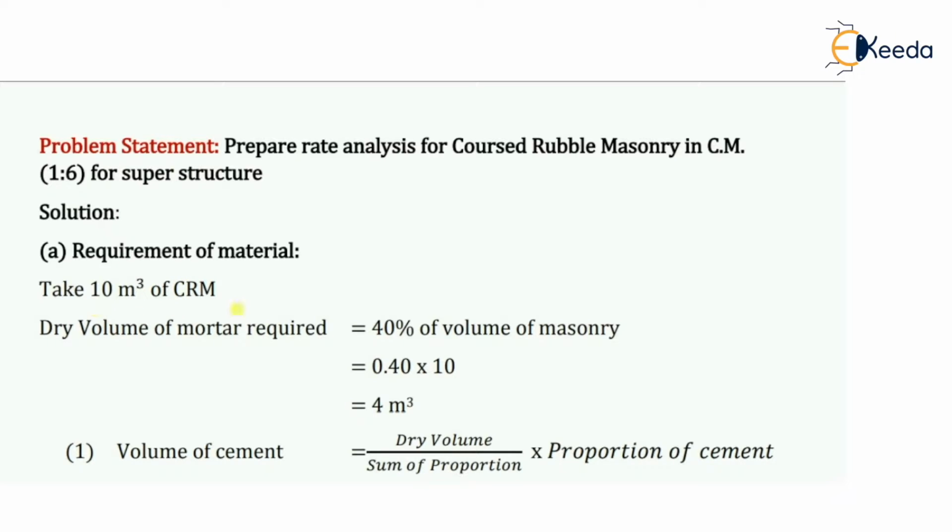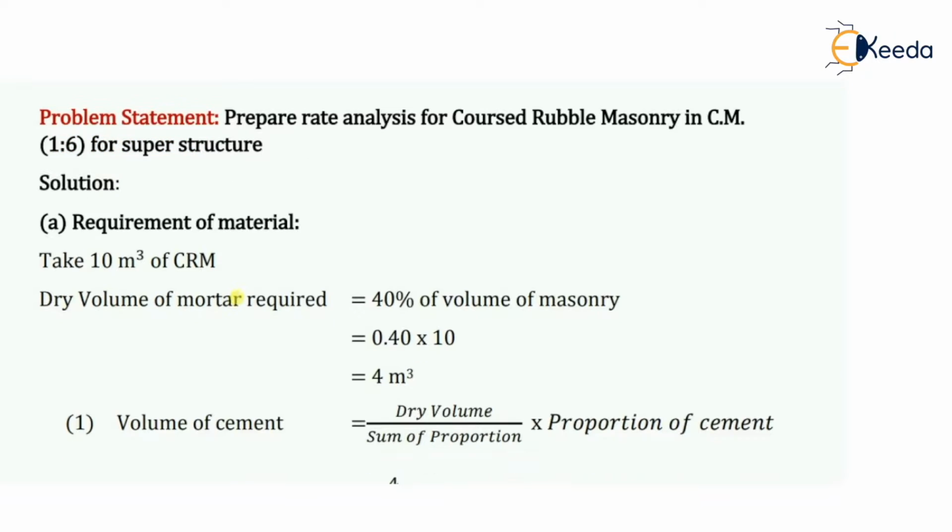The first step is to calculate the requirement of material. As the work here is coarse rubble masonry, we will first calculate how much of the various materials is required for coarse rubble masonry. Now let's assume the quantity of coarse rubble masonry as 10 meter cube. So I will be assuming 10 meter cube of coarse rubble masonry.